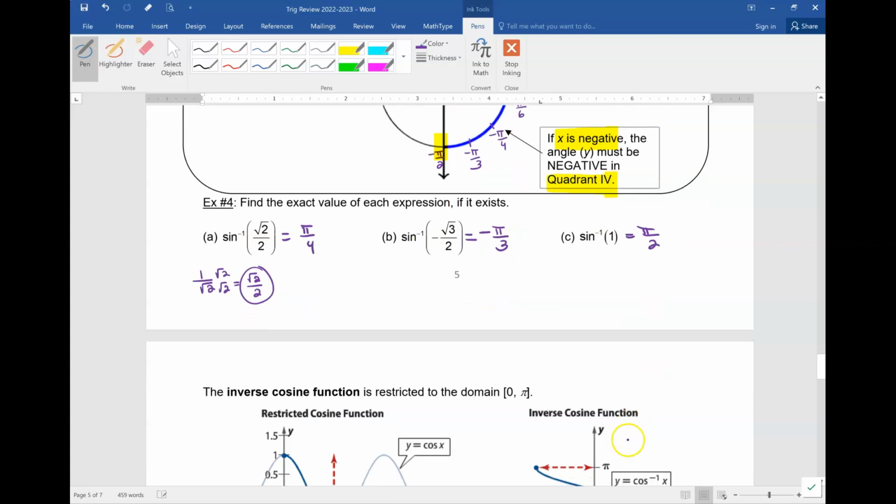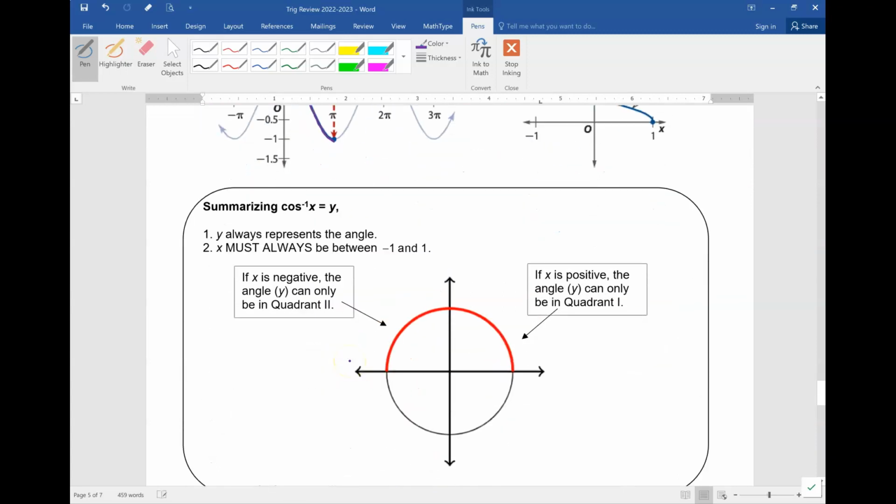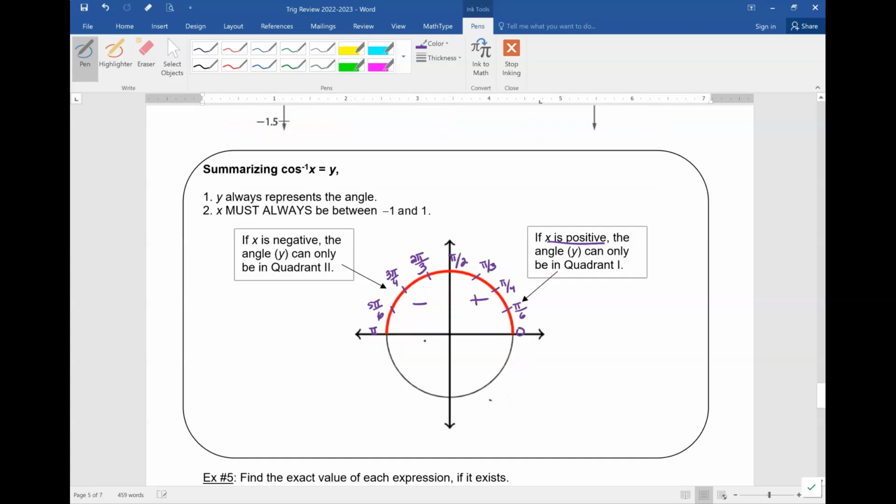Okay, let's do cosine. Cosine's restriction goes from 0 to pi. So that's how that looks. 0 to pi. This is pi over 2. And the angles are as follows. I had to hurry up with those angles because I'm running towards my limit for my recording. So if x is positive, it's going to be in this quadrant. And if it's negative, it's going to be in this quadrant.